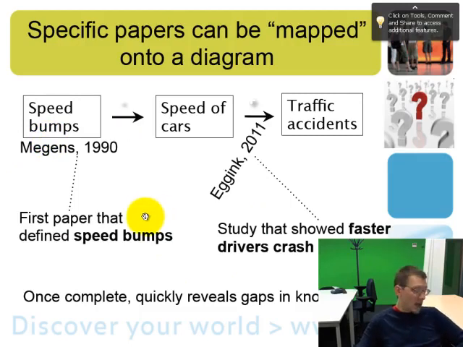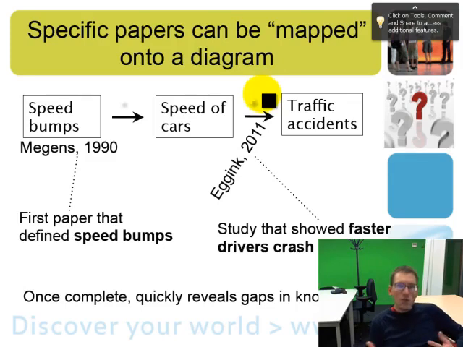Then let's say I read a paper that showed the speed of cars does in fact affect the rate of accidents, right? So then I would put the name and date of this paper next to the arrow linking the speed and the accident boxes. The study showed that faster drivers crash more. And that study is essentially supporting or backing up or giving evidence for that arrow.